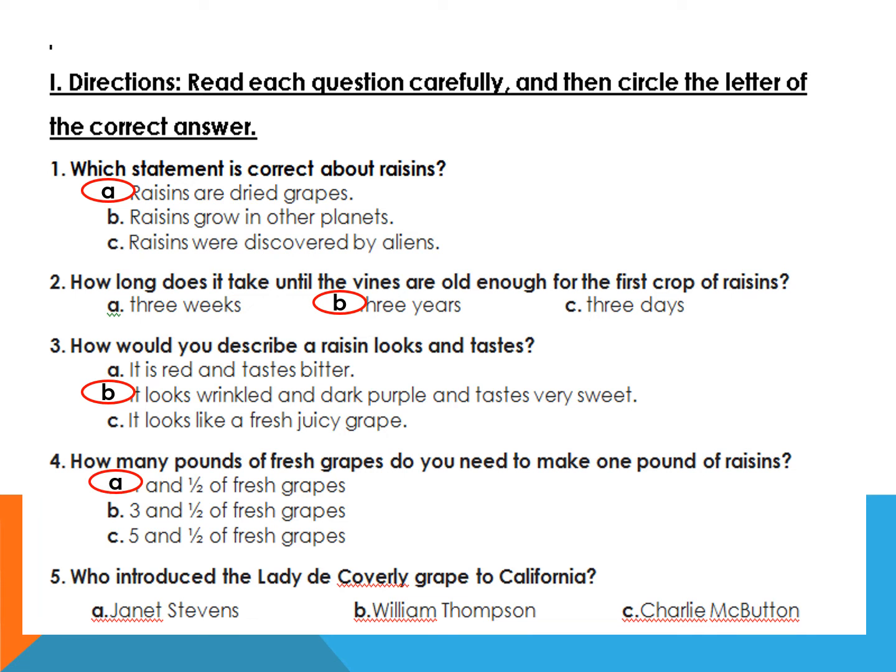Number 5. Who introduced the Lady De Coverley grape to California? Was it A. Janet Stevens, B. William Thompson, or C. Charlie McButton? Yes, the answer is B. William Thompson.